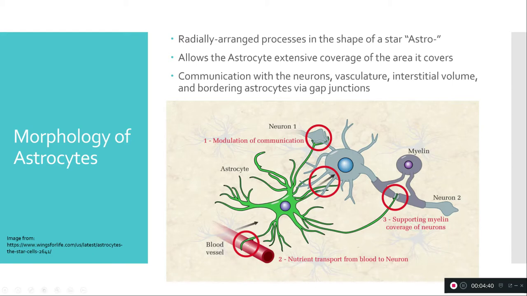You can also notice here, number 2, the astrocytes have, we'll say, 1 foot on the blood vessel. And this is really important because this is going to play a role in the tight junctions here, which are going to selectively limit what can pass through the vasculature into the brain itself. Okay. And then they're also going to support myelin coverage of the neurons. So again, they play a lot of vital roles.